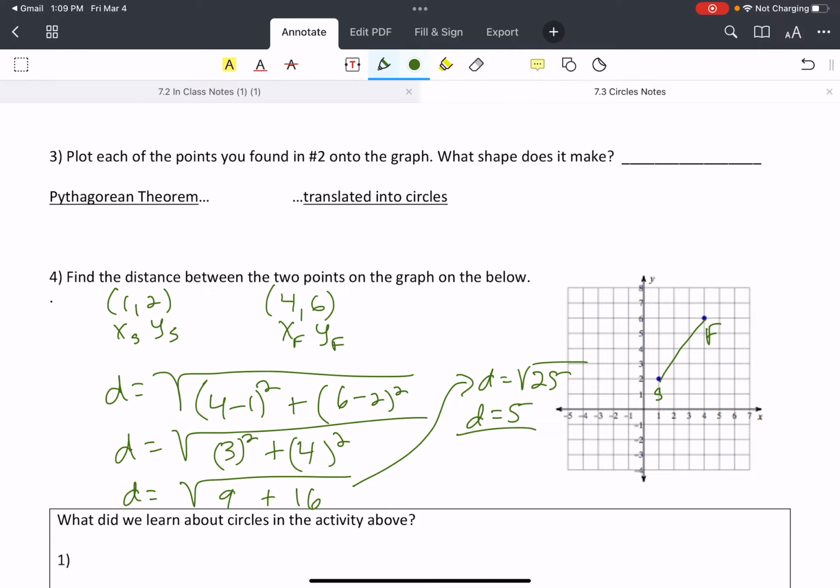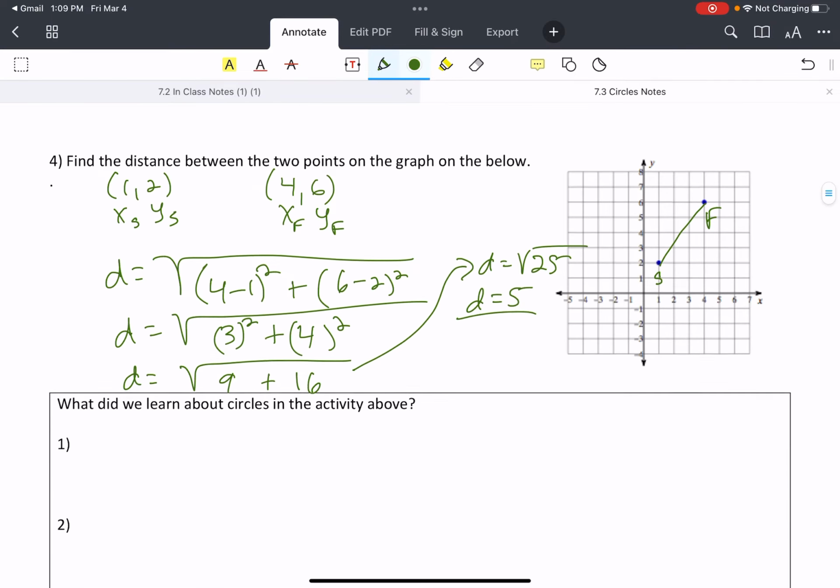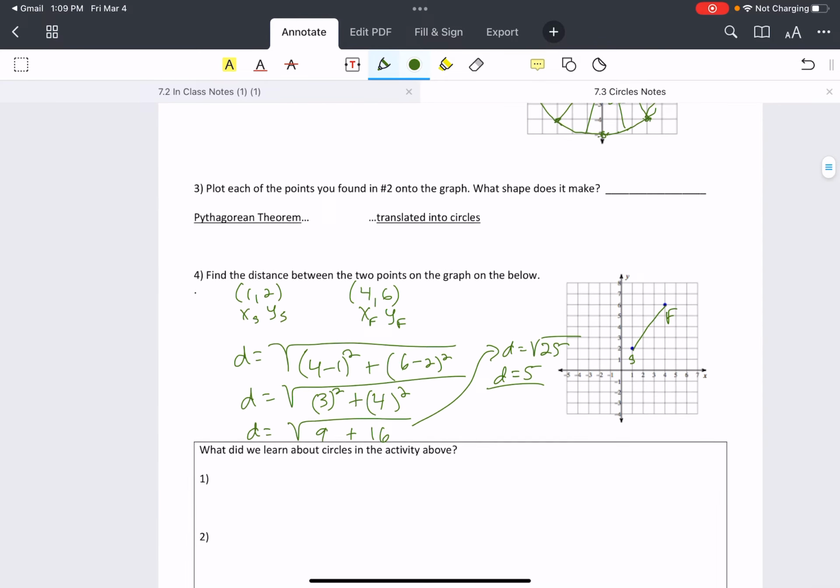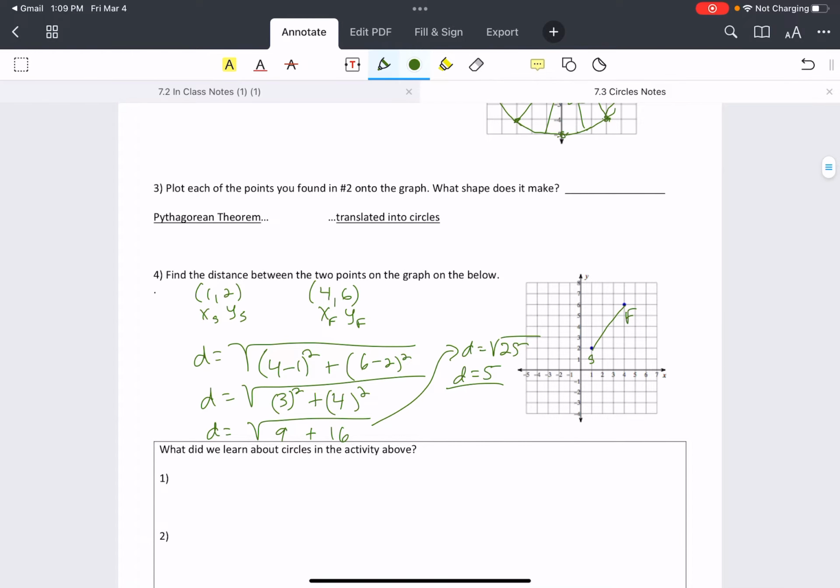Okay, so now we're going to apply this to circles. So here's kind of what the idea is. So it makes a circle. Okay, so that should say distance formula. Okay, so our distance formula from last time looked like this. So this is me just writing it again.